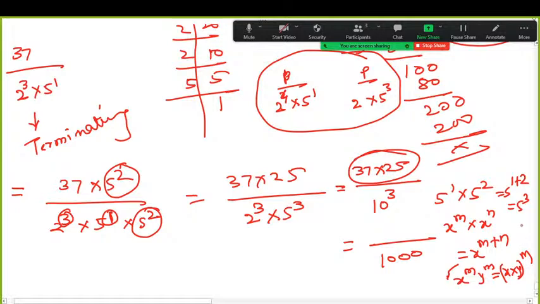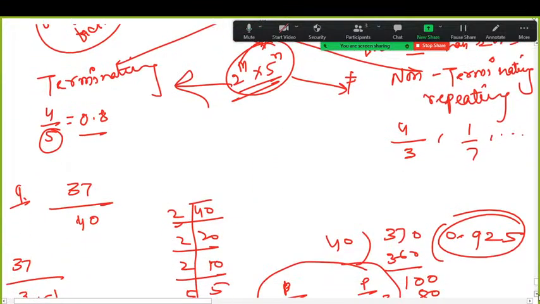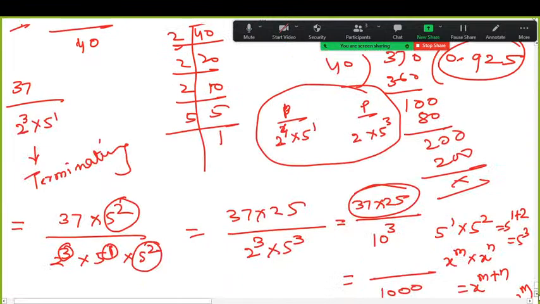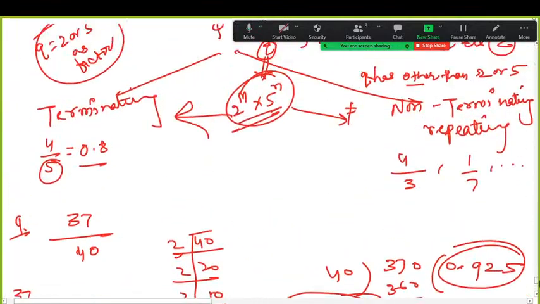It's going to be 0.925, because we have already solved it. If you want to solve this, 925 over 1000 will be 0.925, because of the 3 zeros. Even you can use the long division approach or you can apply this approach. It's up to you whether you find this one easier or long division easier.